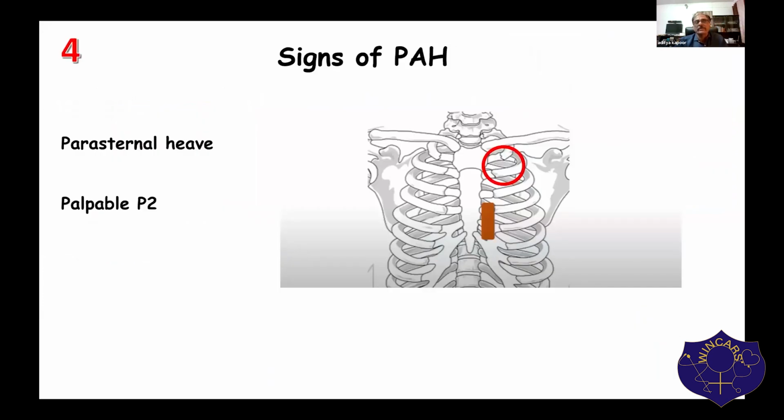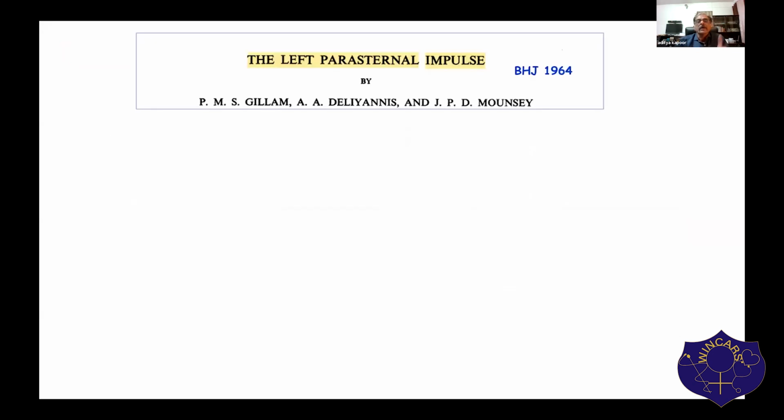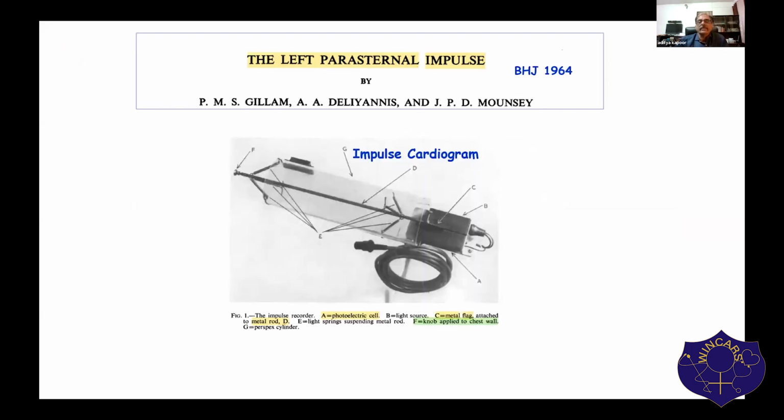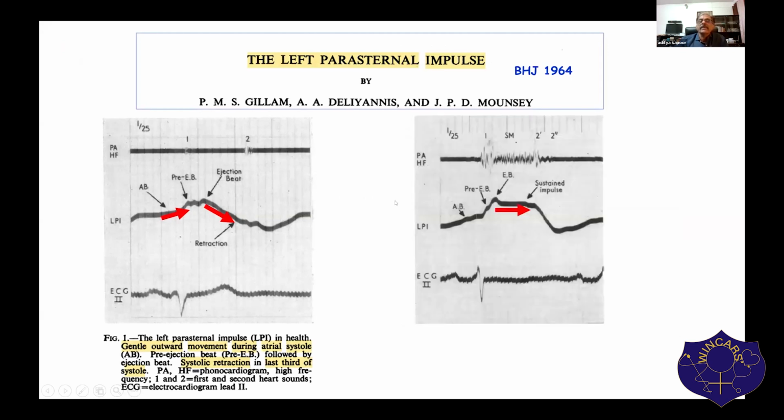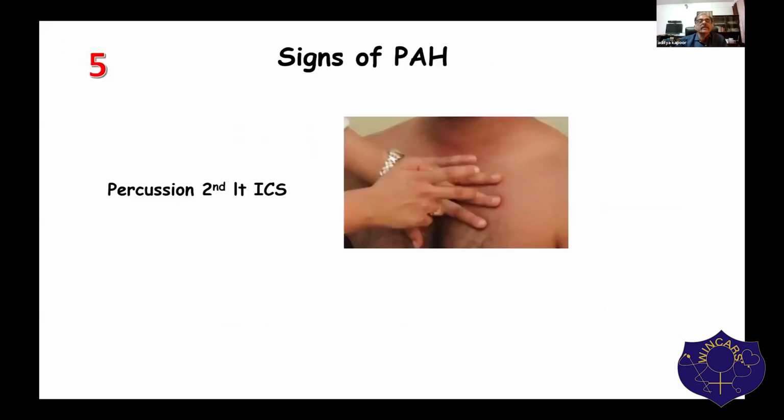So I'll tell you 10 commandments for mitral stenosis. We are on the fourth one. So signs of PH, if they are present, which are palpatory signs: parasternal heave, palpable P2. Very important historical paper, left parasternal impulse, described by this group in 1964. And interestingly, they use this device, impulse cardiogram. So many times examiners bring it in spotters also. So this was an impulse cardiogram, and they used it to document the movement of the apex. Normally, we know, it is gentle outward movement followed by a late retraction, and in mitral stenosis, sustained parasternal heave. So this is what was documented nearly 60 years ago, left parasternal impulse.